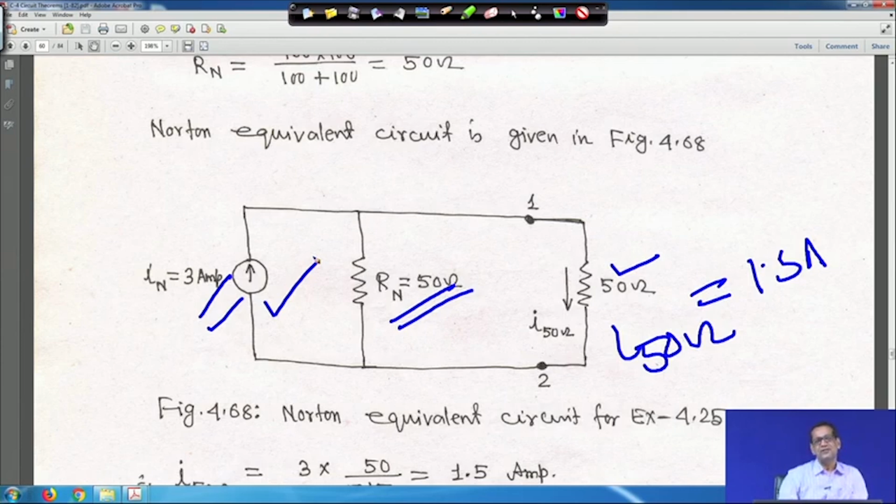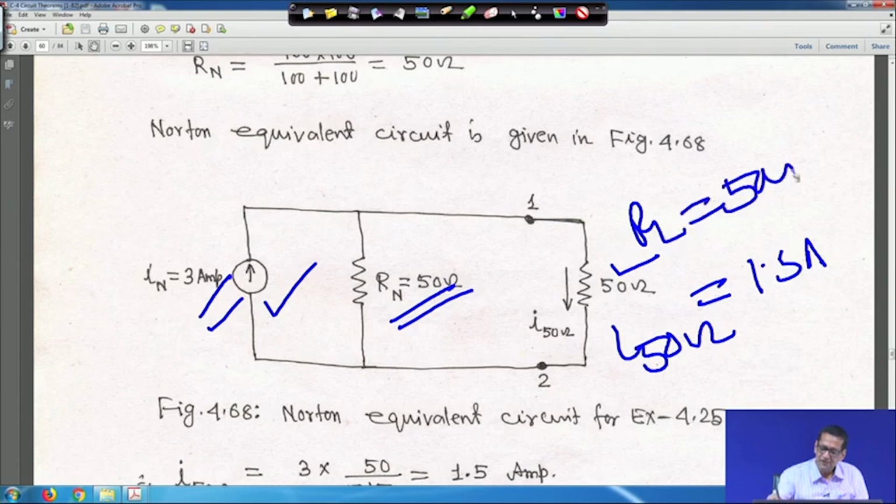In the case of Thevenin, V Thevenin, R Thevenin, RL, all are in series. In the case of Norton, IN, RN, and this is basically RL. Say if RL is equal to 50 ohm, they all are in parallel, and it is 50-50, so current will be half. That means through this 50 ohm resistance it will be 1.5 ampere, right.